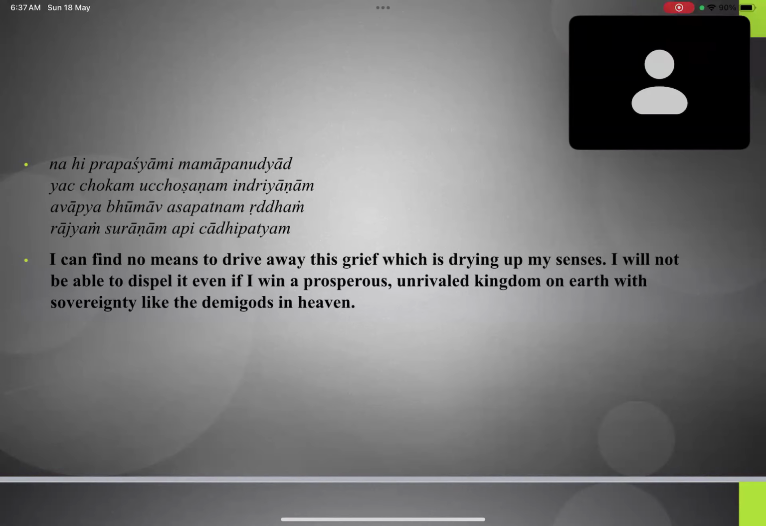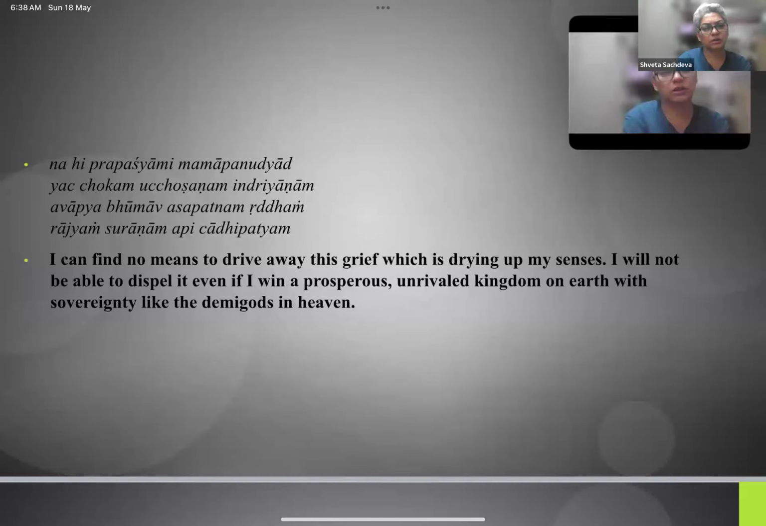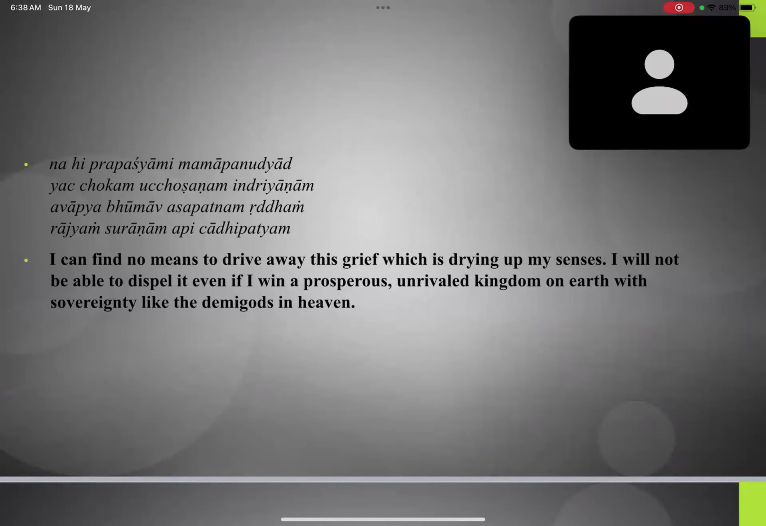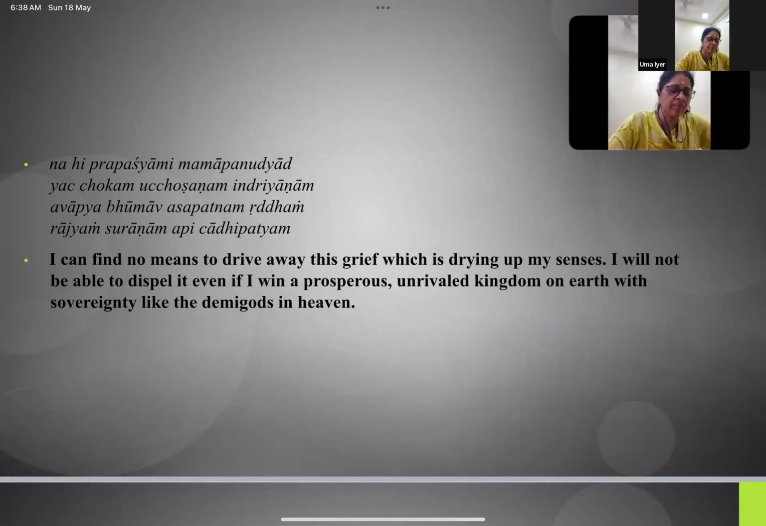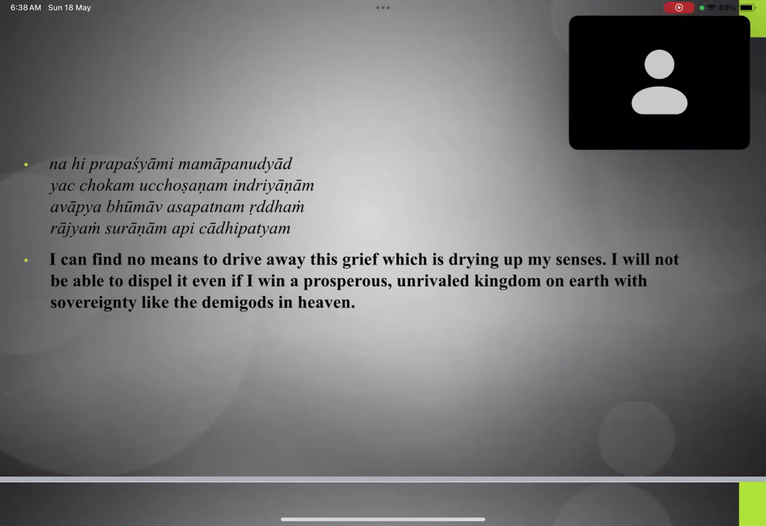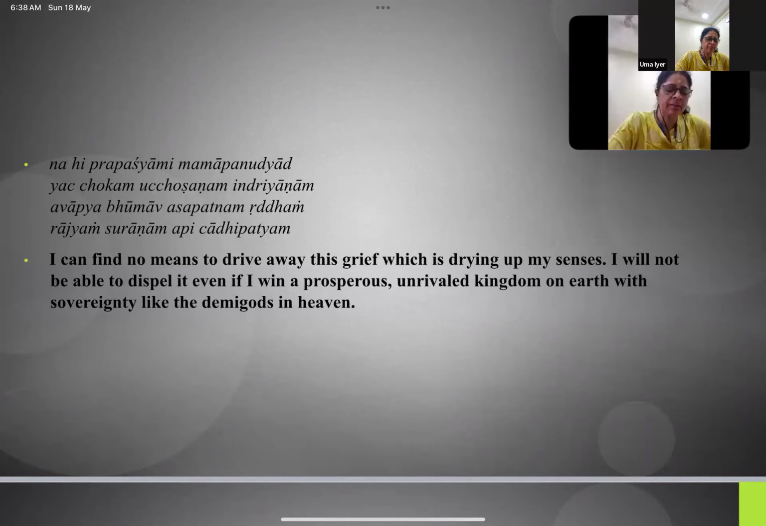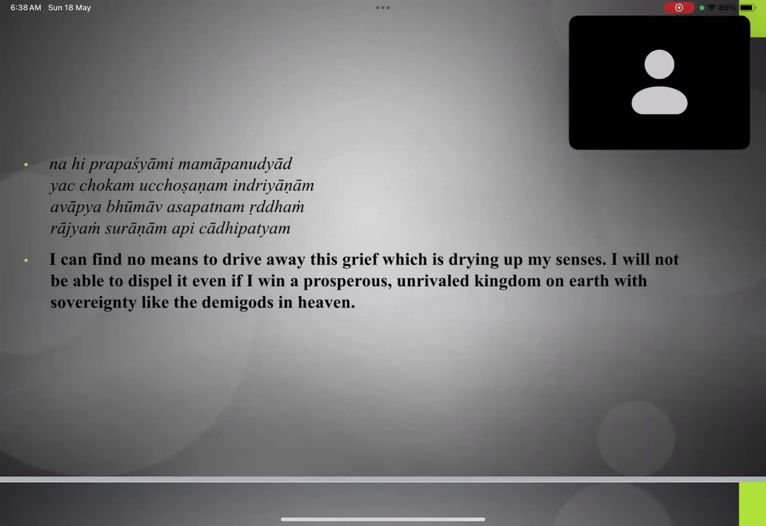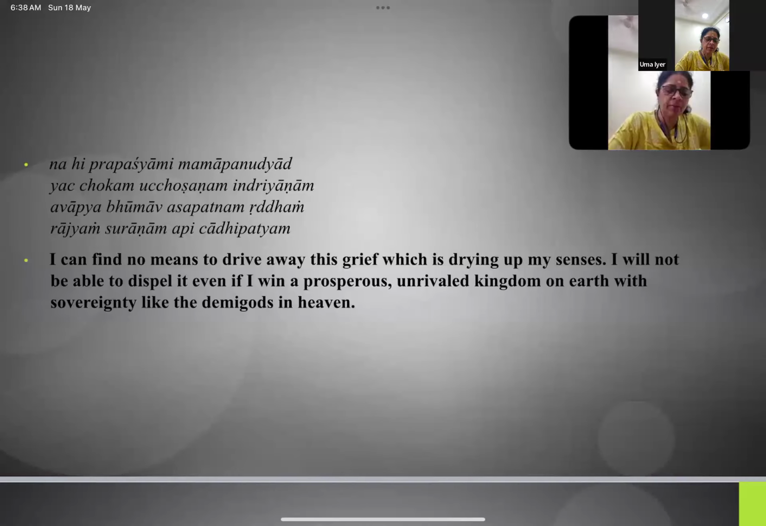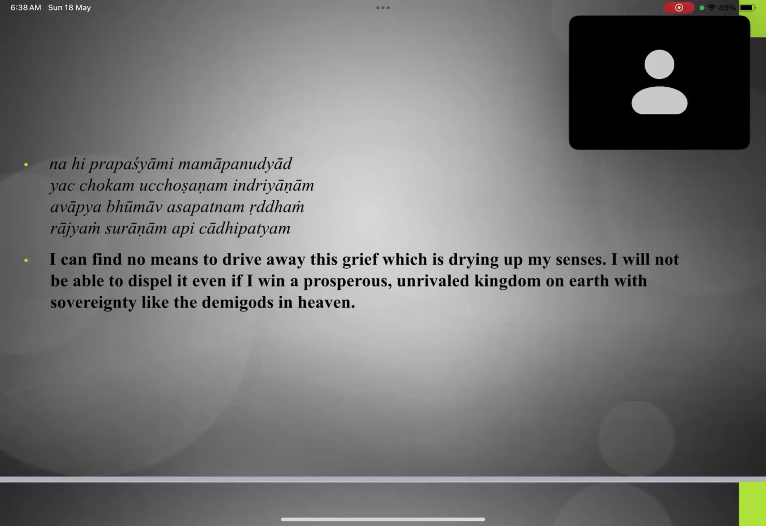I can, Mataji. Yes, Mataji. Nahi prapashyami mama apanudyat. Yach chokam uchchoshanam indriyanam. Avapya bhumau asapatnam riddham. Rajyam suranam api cha adhipatyam. Word-to-word translation, Mataji, please.